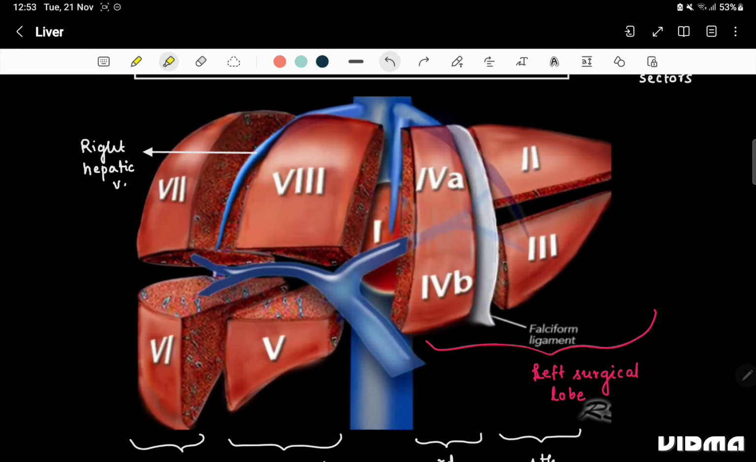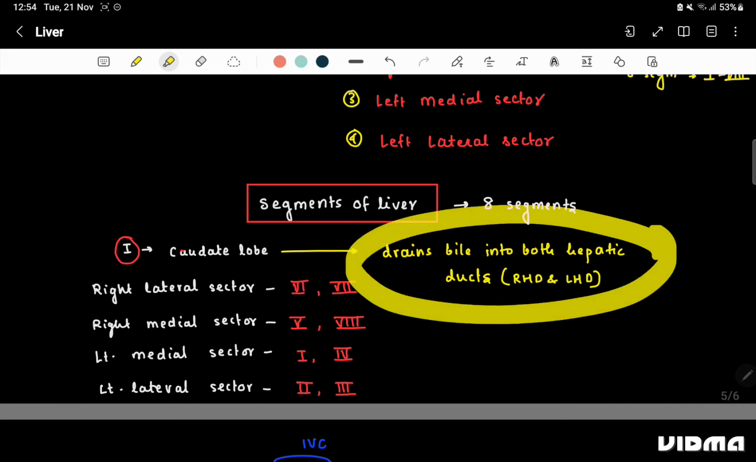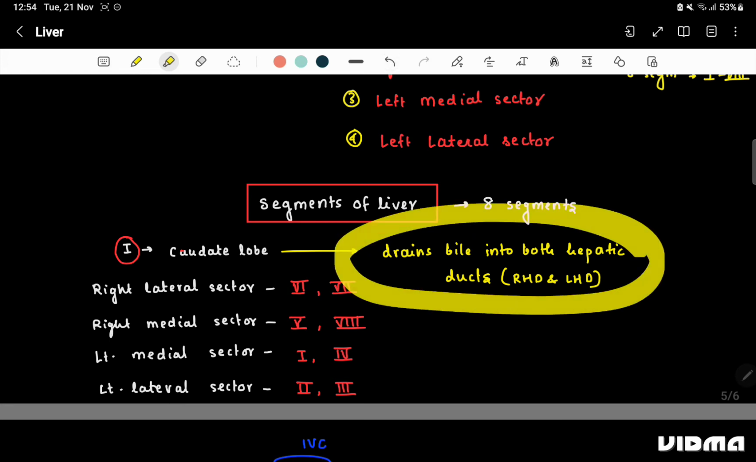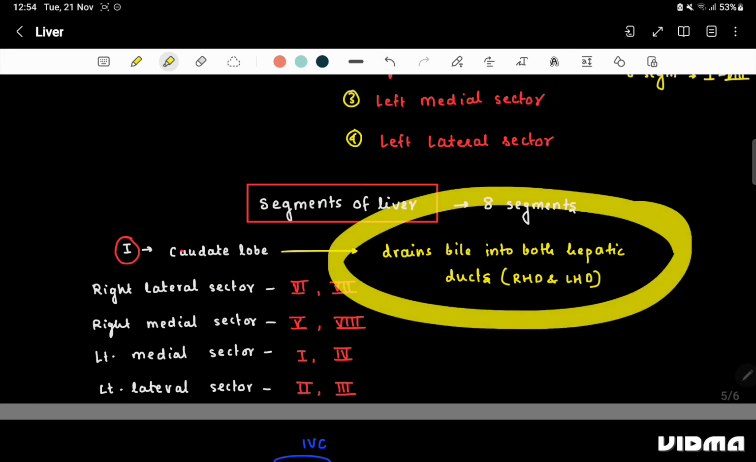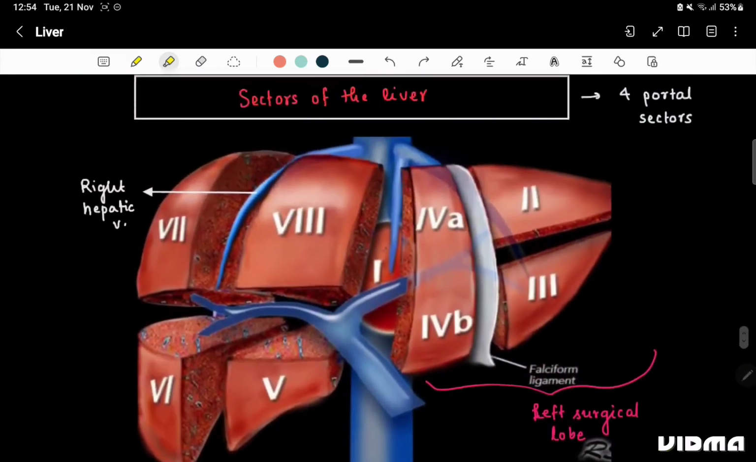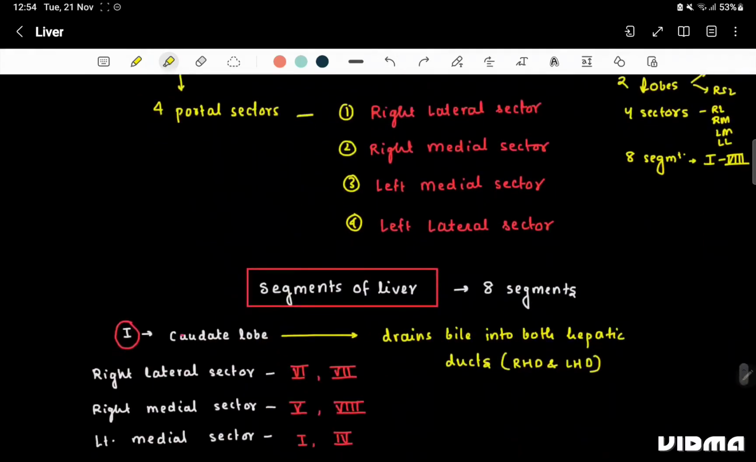So this is how it is classified. The 1 is also classified as a separate segment. 1 is present in the caudate lobe, from which the bile is drained. Just remember, the caudate lobe bile is drained both into your left hepatic duct as well as the right hepatic duct. You can see the first segment is present at the confluence of your RST and your LST.